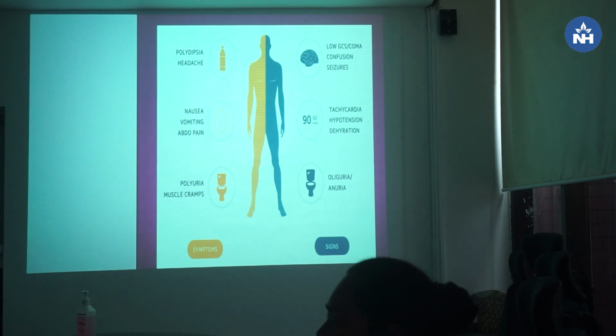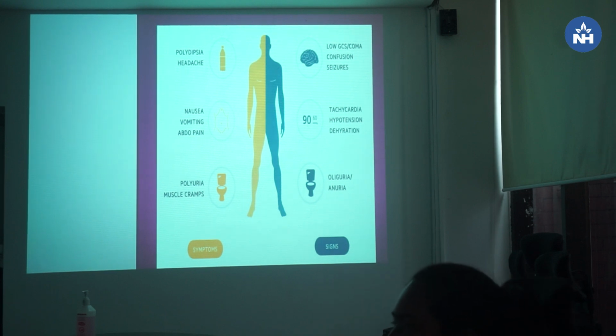These are the signs and symptoms of both DKA and HHS: polydipsia, headache, low GCS, coma, confusion and seizures, nausea, vomiting, abdominal pain, tachycardia, hypertension, dehydration, polyuria, cramps, and oliguria is also seen.